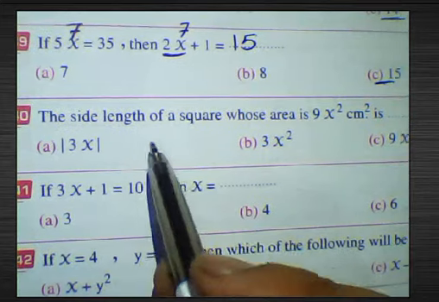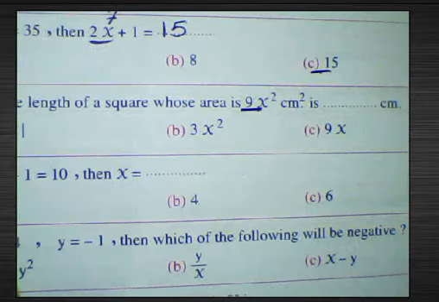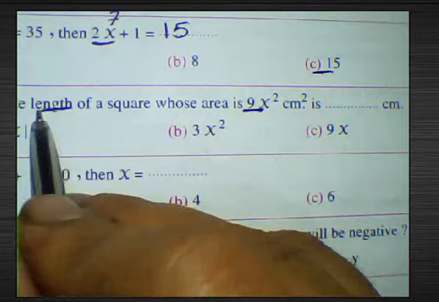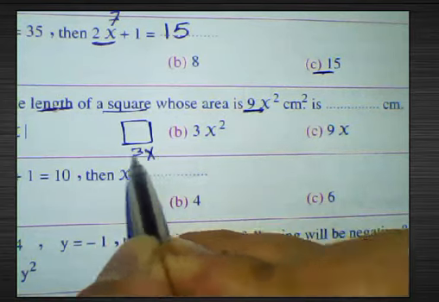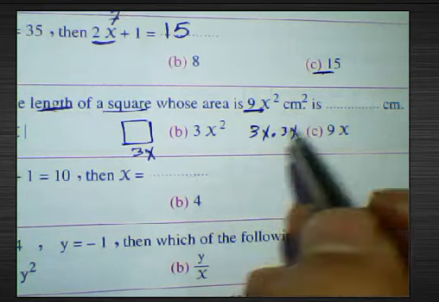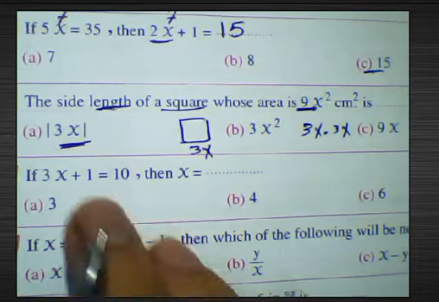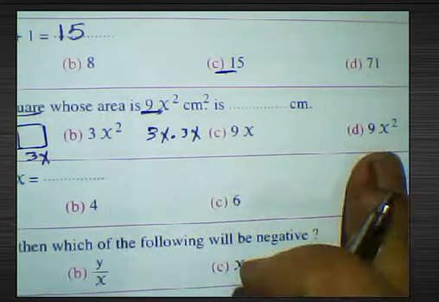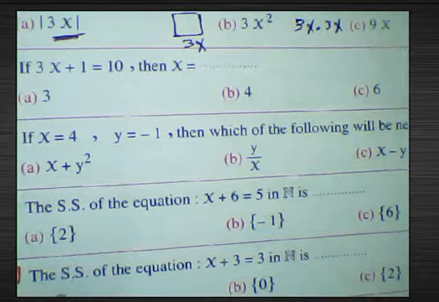The side length of a square whose area is 9x power 2 equals what? We can find the side of the square: it will be 3x, because 3x multiplied by 3x equals 9x power 2. So the result will be 3x. We must choose letter A, absolute value of 3x. We don't have 3x in the choices here, so you must choose letter A for the example.